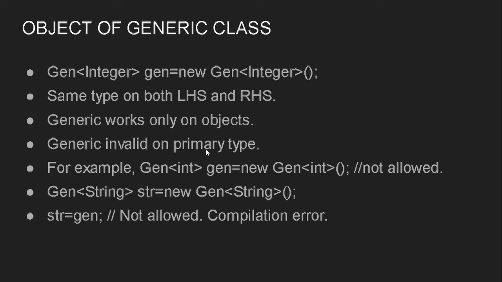So you need to keep this thing in mind, even though it is the object of the same class. Because the class is generic, you need to take care of the type parameter as well. If this gen is the object of this class with type parameter Integer, and this str is the object of this class with type parameter String, both of them are not going to be equal to each other. So this particular line, str equals gen, is going to give a compilation error.